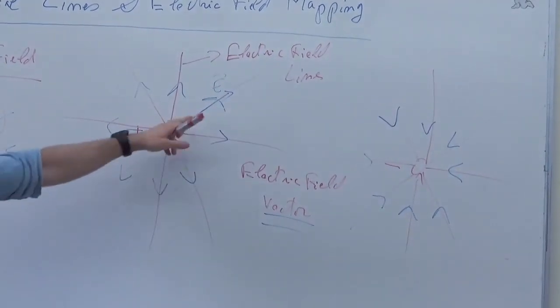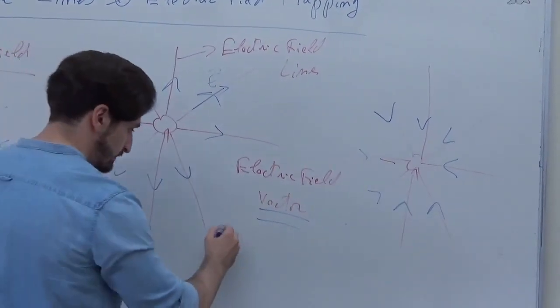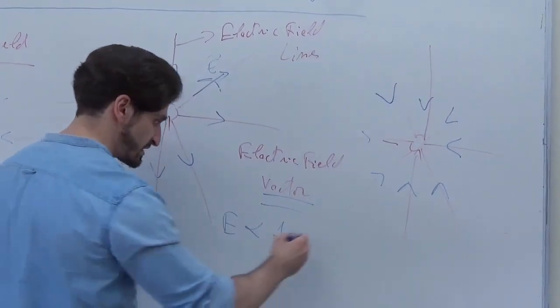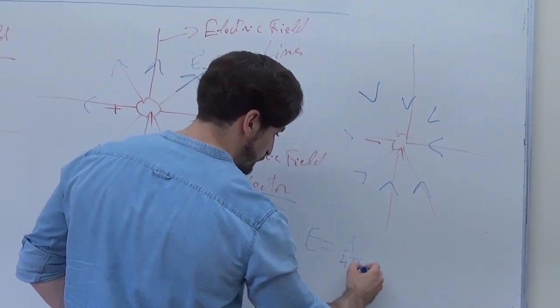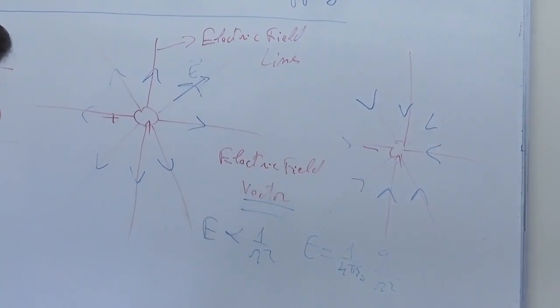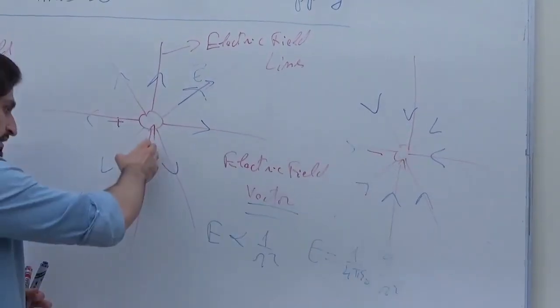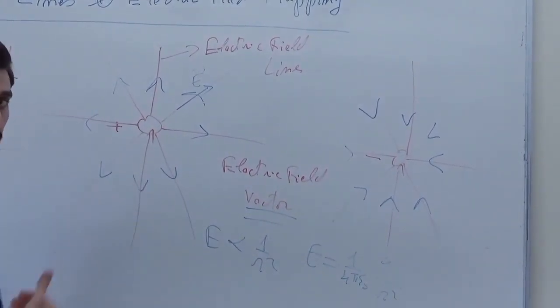Now regarding the magnitude of the electric field, we have seen previously that the electric field is actually a function of 1 over R squared, which is given mathematically as E equal to 1 over 4 pi epsilon 0 Q over R squared. And we have said that the electric field is going to vary with distance. So as you move away from the source charge, the intensity of the electric field, or the strength of the electric field, is going to decay.